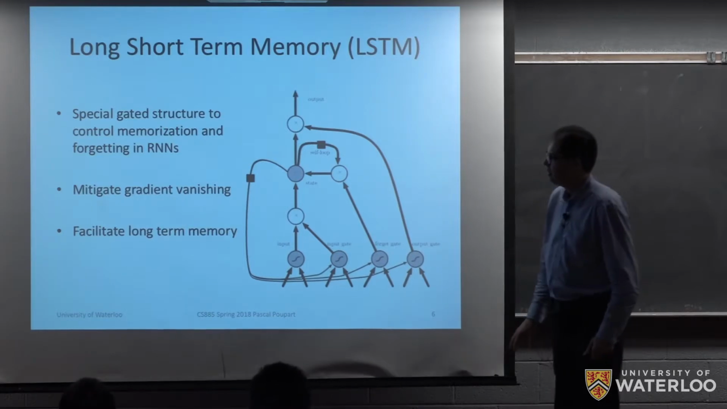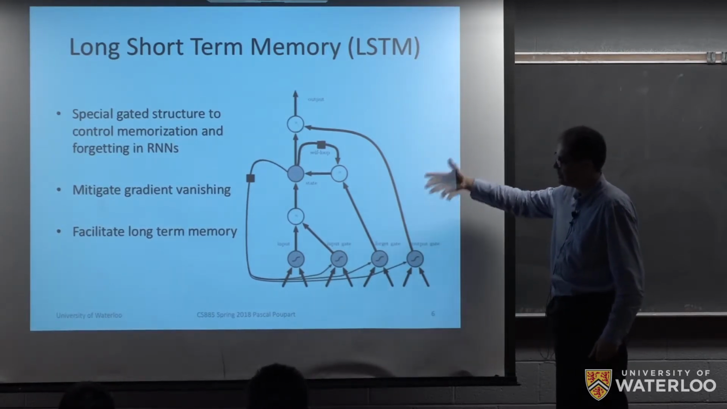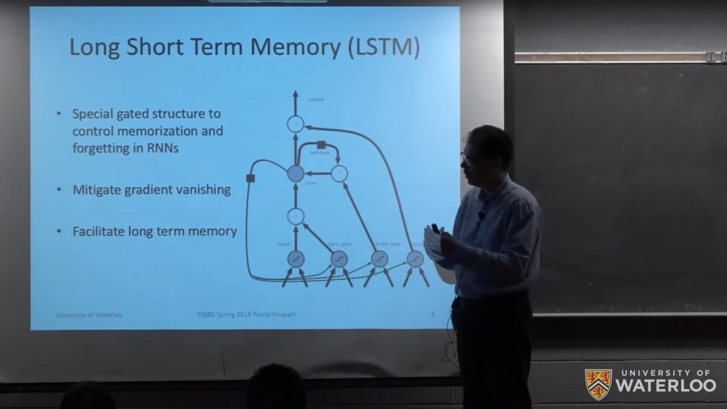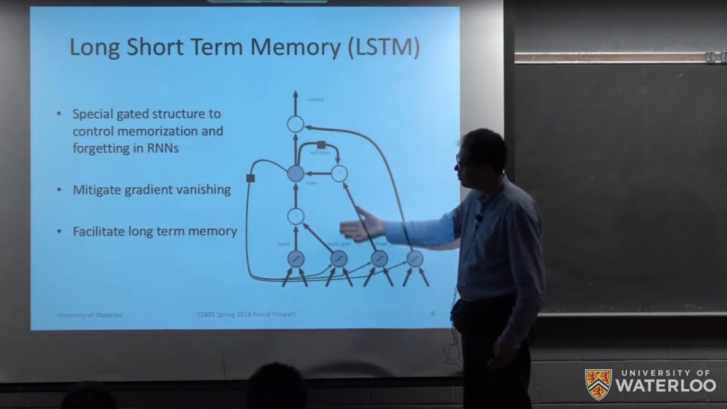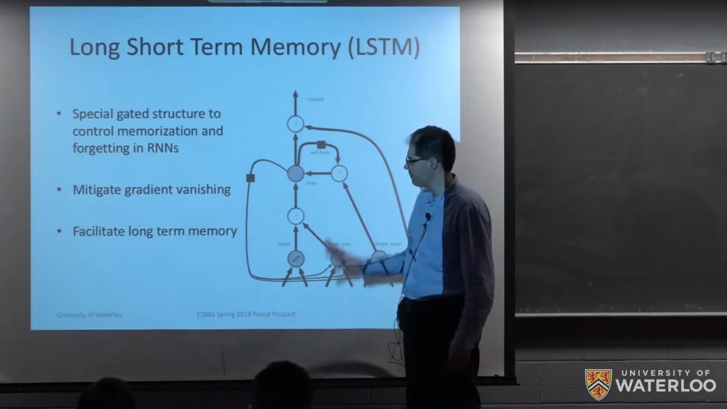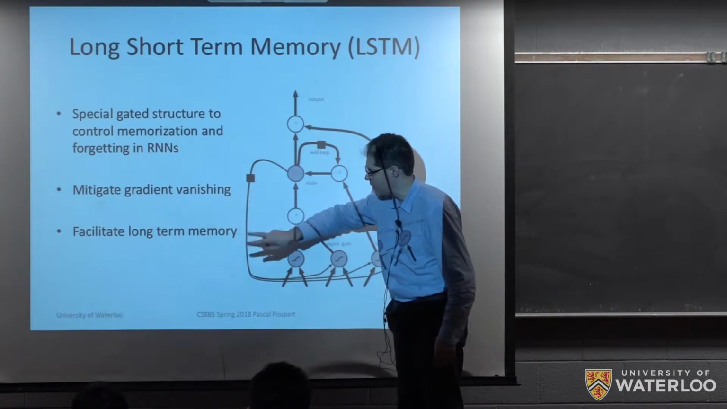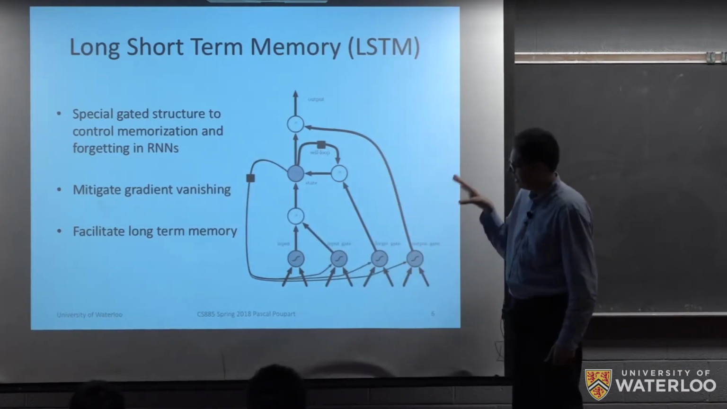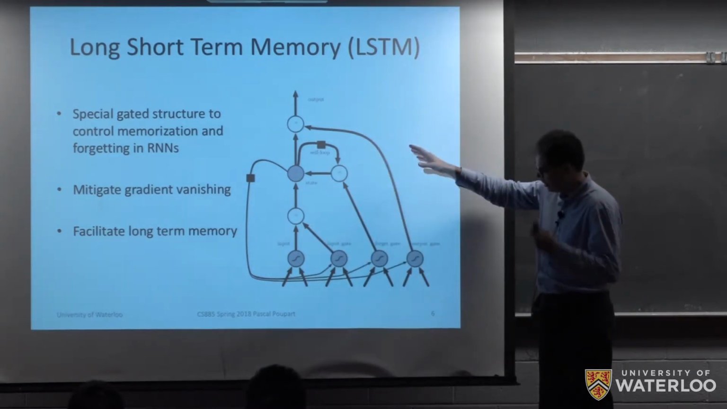Okay. So this type of structure is interesting because it tends to help to remember information over a longer period of time, and also helps to mitigate the gradient vanishing problem. Okay. I'm not going to go into the details of why that is for gradient vanishing, but let me explain a bit more for the memory part. So it's not obvious when you look at this drawing.